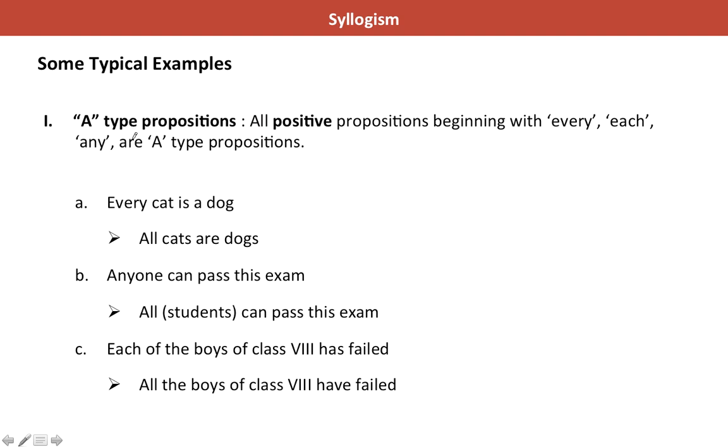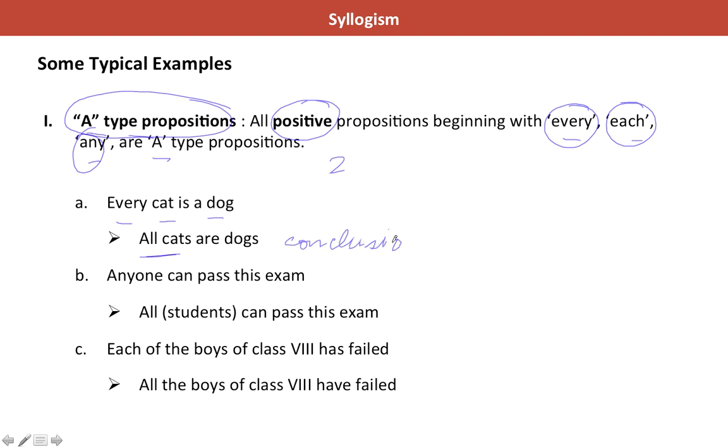Some typical examples: A-type propositions. Now you don't need to remember these names of the propositions. You just need to understand that there are four different types, and I'll explain what the difference is. All positive propositions beginning with every, each, any are called A-type propositions. So we have two conditions here. The first, that they should be positive, and second, they should begin with words like every, each, any, etc. So if I have a statement like every cat is a dog, it means that all cats are dogs. This is the conclusion I will draw.